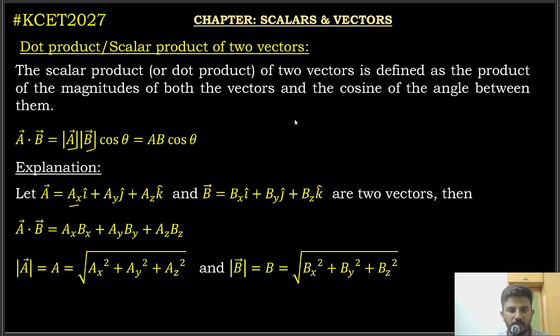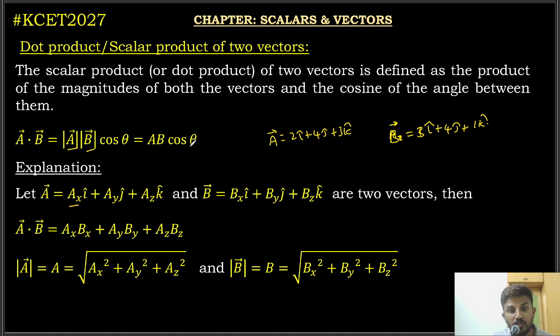You can take any example. Let's consider a vector A as 2i cap plus 4j cap plus 3k cap, and B vector is given by 3i cap plus 4j cap plus 1k cap. Just substitute these values here and you will get the magnitudes of A and B, A dot B, and all.